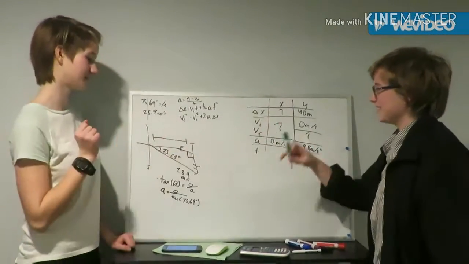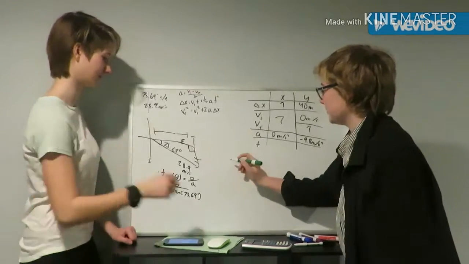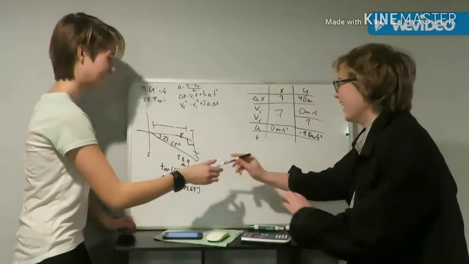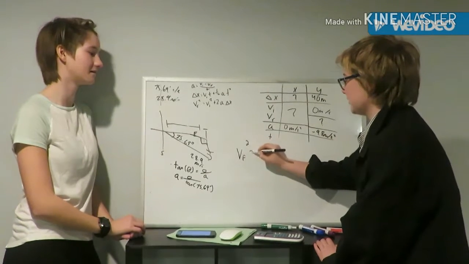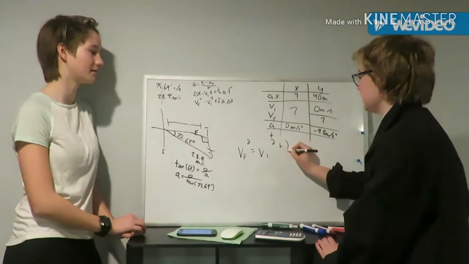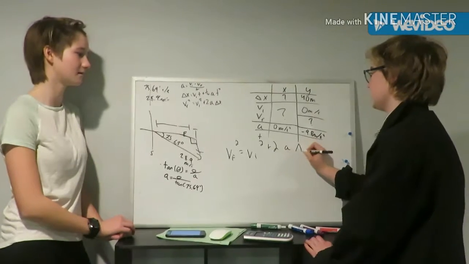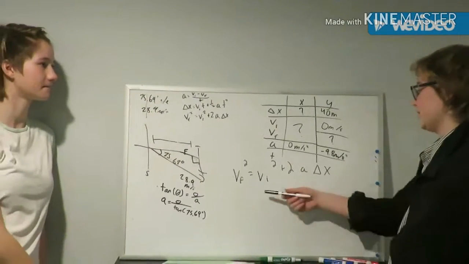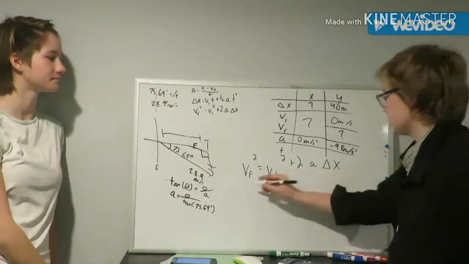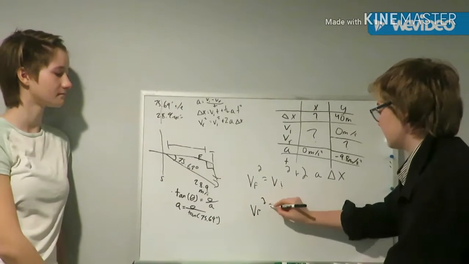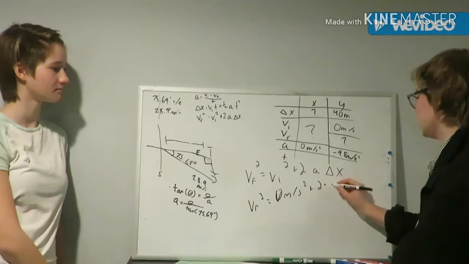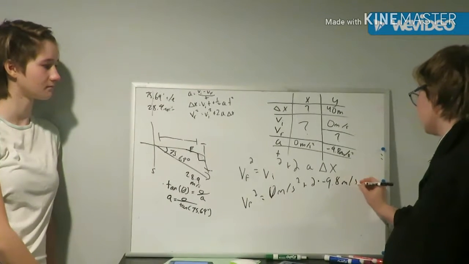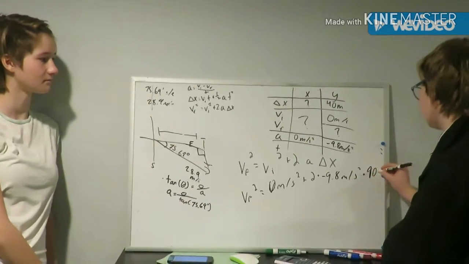Of course, Sherlock. So, for this equation, we are using final velocity squared is equal to initial velocity squared plus 2 times acceleration times displacement. Since I've already written out the equation on the board here, all we have to do now is to just plug in the variables. So we know that our initial velocity is 0 meters per second squared plus 2 times acceleration, negative 9.8 meters per second squared, times displacement, which is 40 meters.